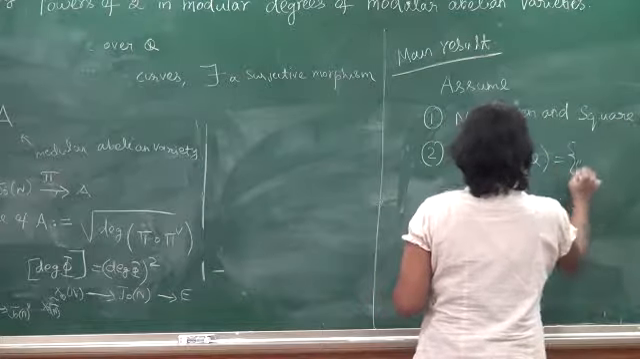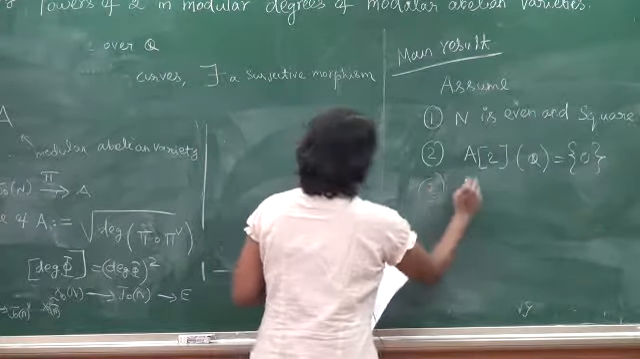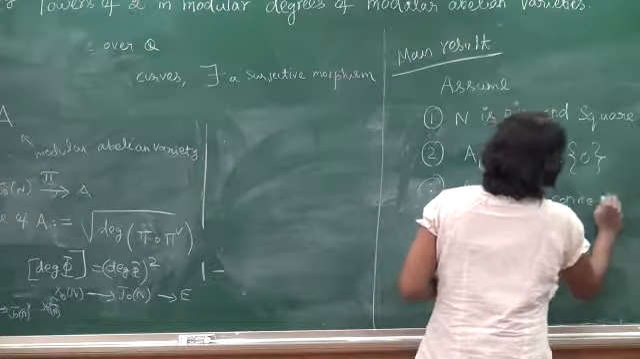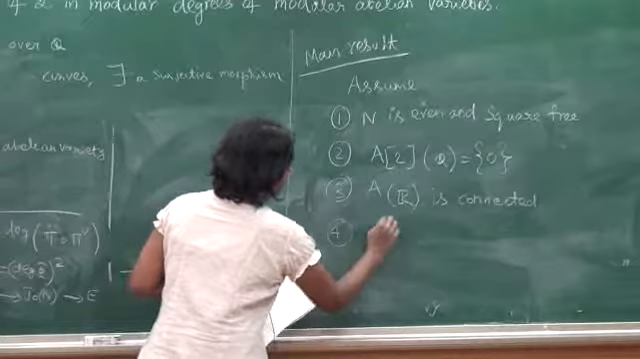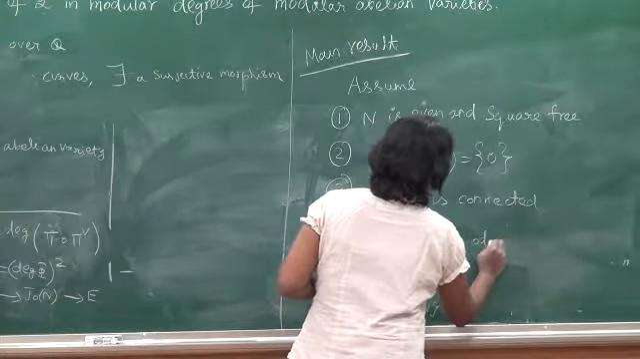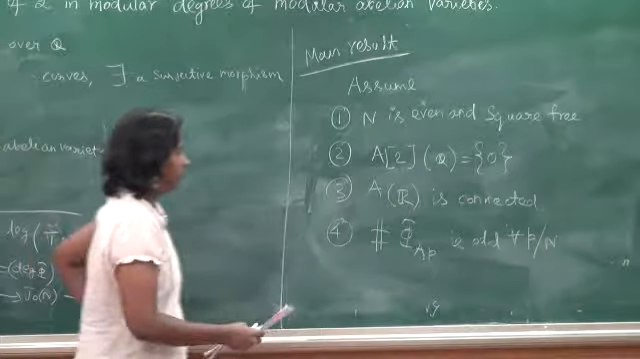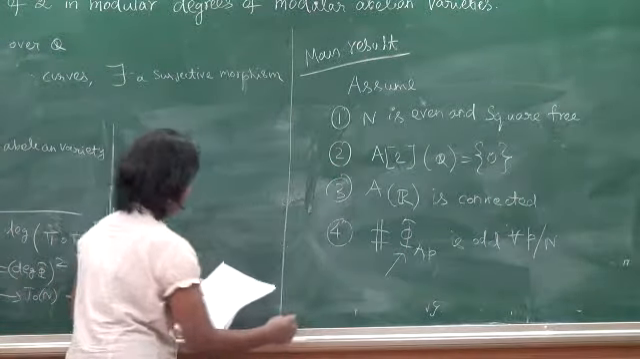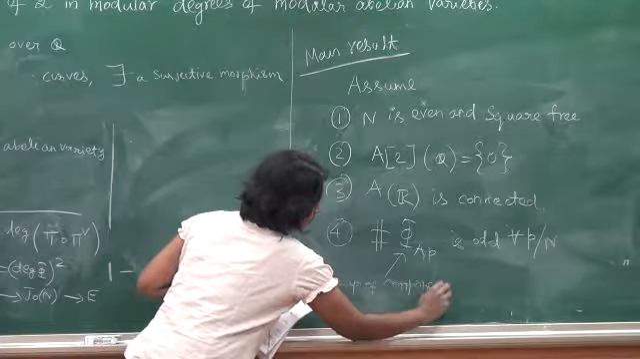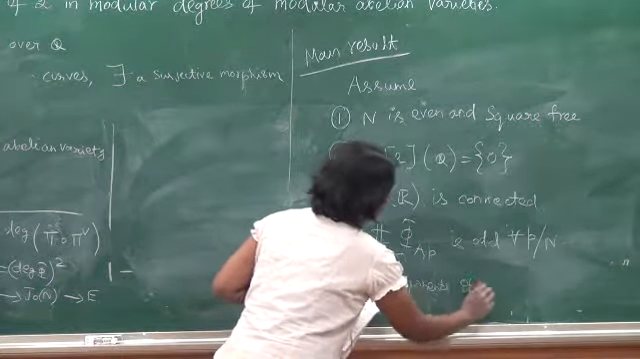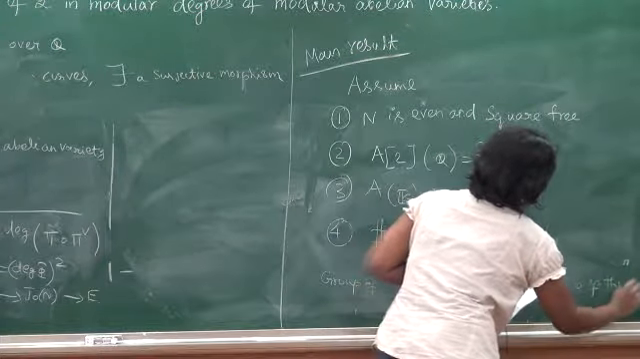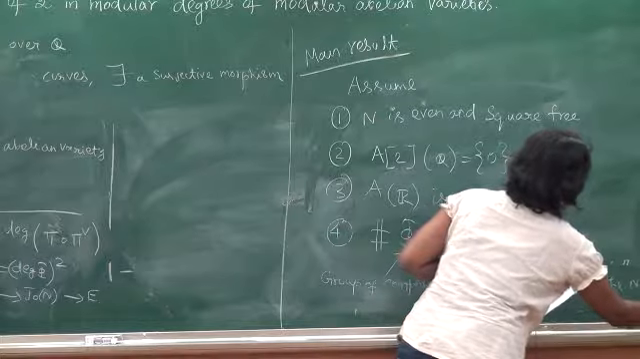There is no rational two torsion point, that also I am assuming, and the real points A of R are connected. Also, the component group: here I should write what phi of A means, the group of components of the special fiber of the Néron model of the abelian variety.